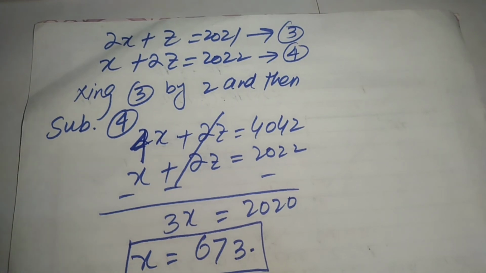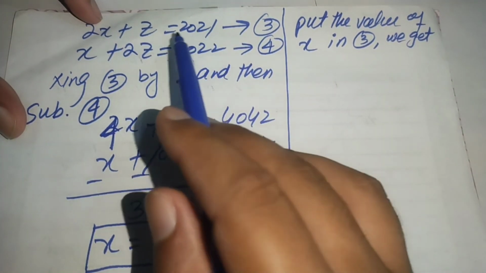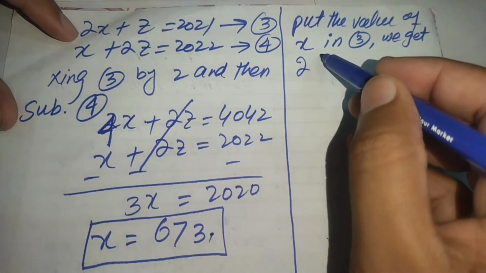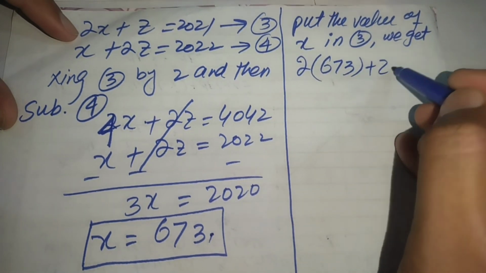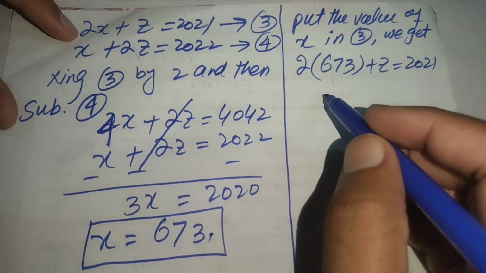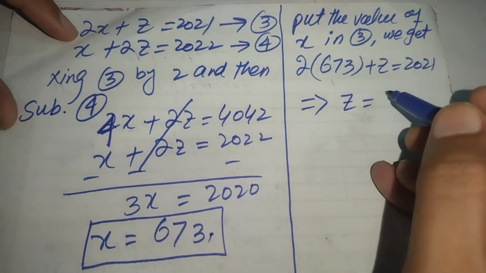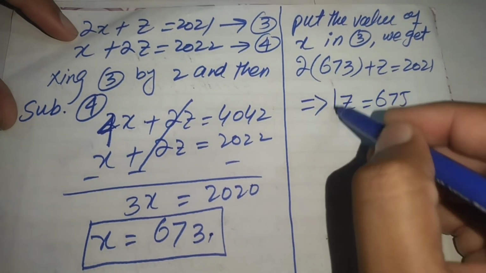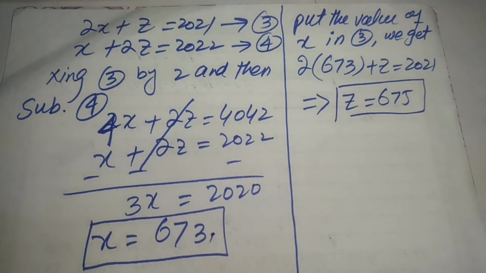673. Now we put the value of x which we found, 673, in equation number 3, then we obtain the value of z. So when we substitute here, we get 2 into 673 plus z is equal to 2021, and after some simplification we will obtain the value of z is equal to 675. Okay, these are our desired integer solutions, and here we find the values of x, y and z from these two cases.